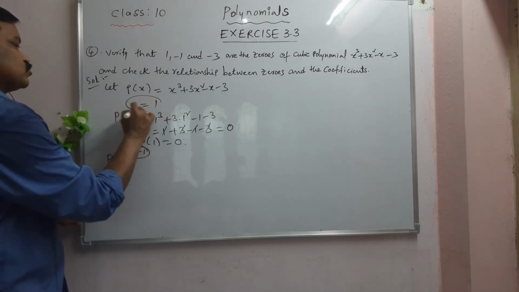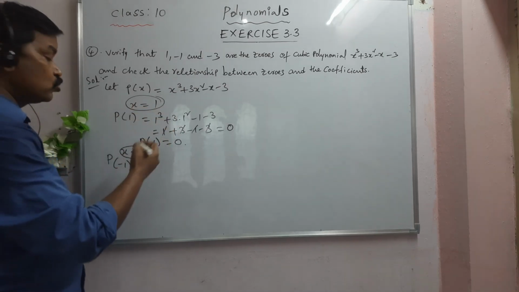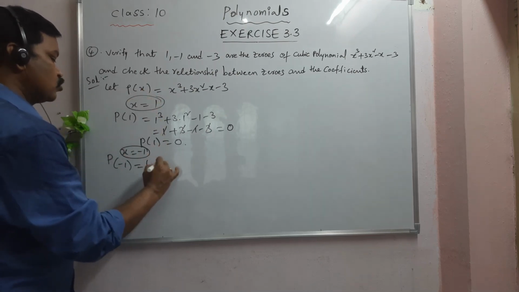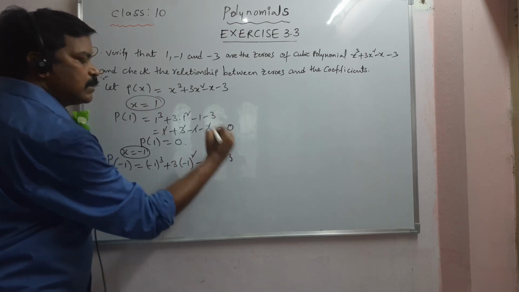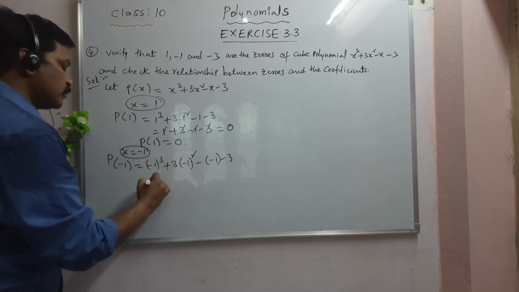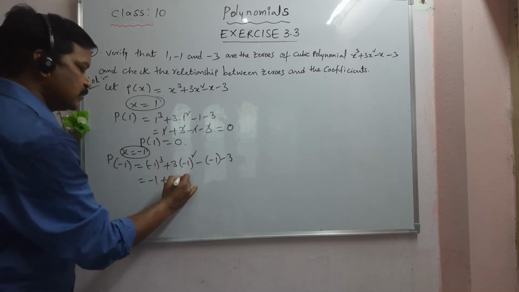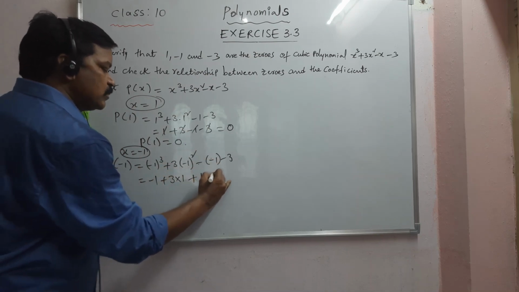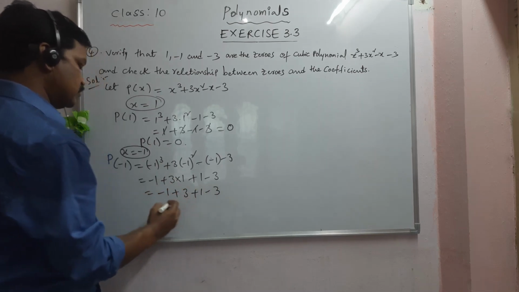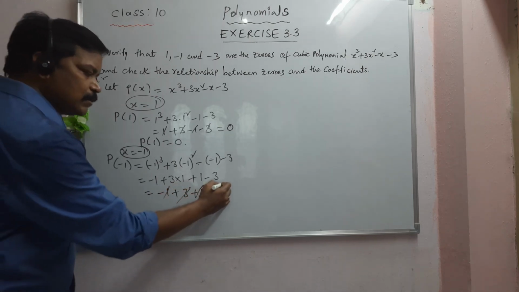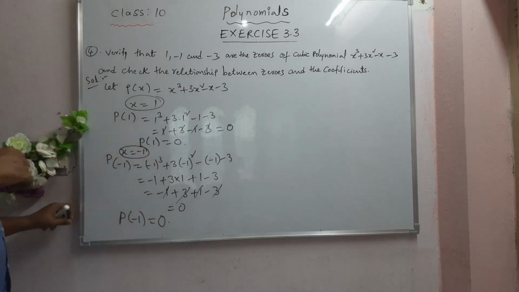Next one is at x is equal to -1. So p of -1. Substitute x is equal to -1 in the given cubic polynomial. That means (-1) whole cube plus 3 times (-1) whole square minus of -1 minus 3. So (-1) whole cube is -1, plus 3 times (-1) power 2. That means (-1) whole square is 1 only. Minus into minus is plus 1, that is minus 3. So here -1 plus 3 plus 1 minus 3. So -1 plus 1 cancelled, plus 3 minus 3 cancelled, this is 0. That means this p of -1 is also equal to 0.